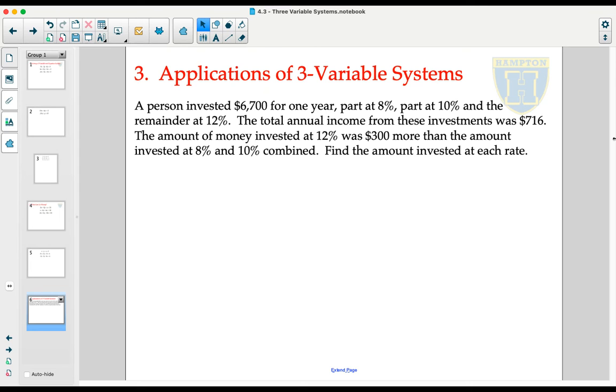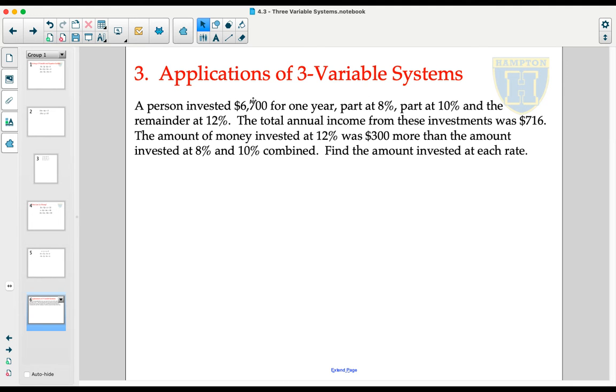A person invested $6,700 for 1 year, part at 8%, part at 10%, and the remainder at 12%. The total annual income from these investments was $716. The amount of money invested at 12% was $300 more than the amount invested at 8% and 10% combined. Find the amount invested at each rate.